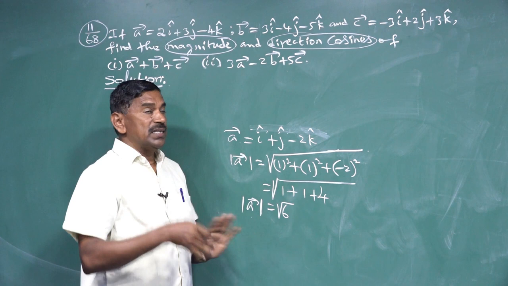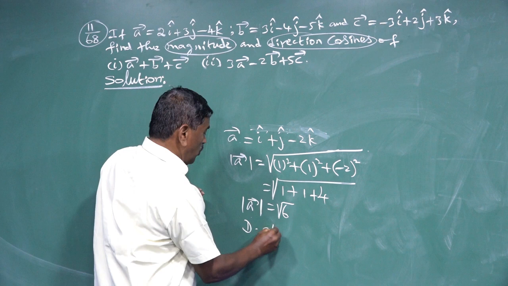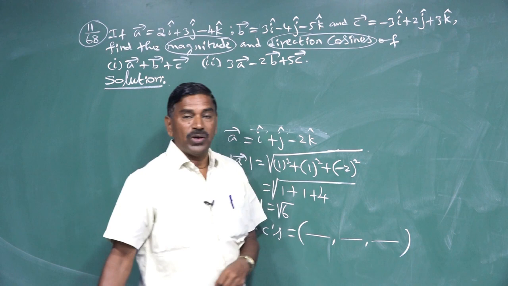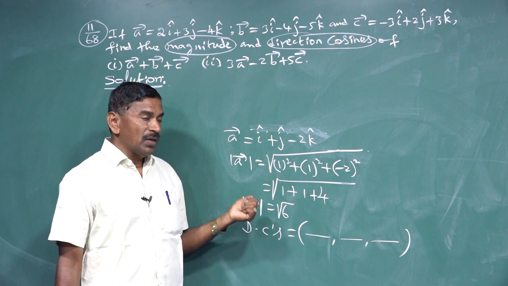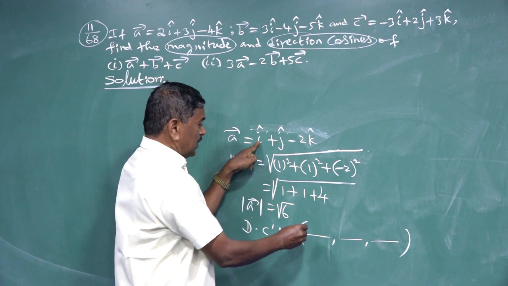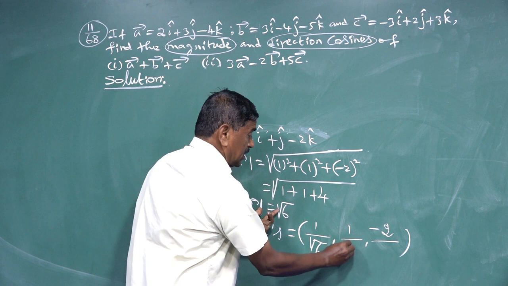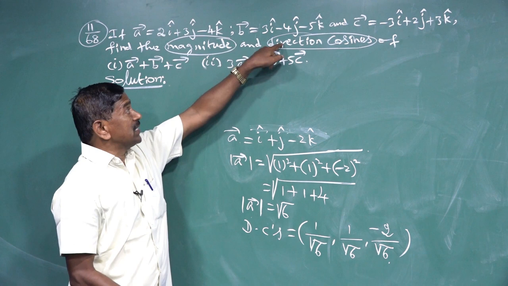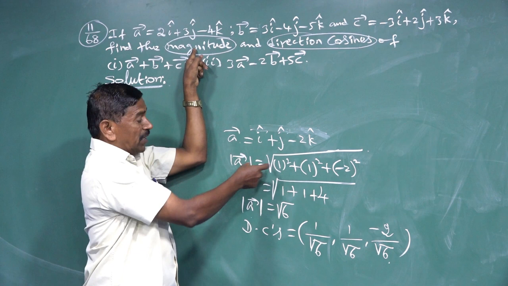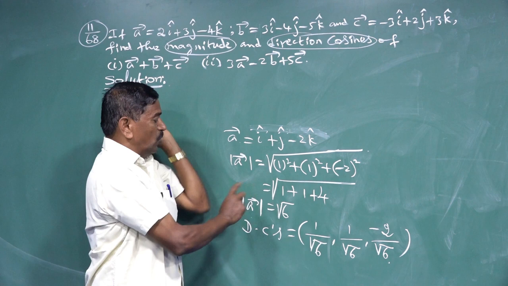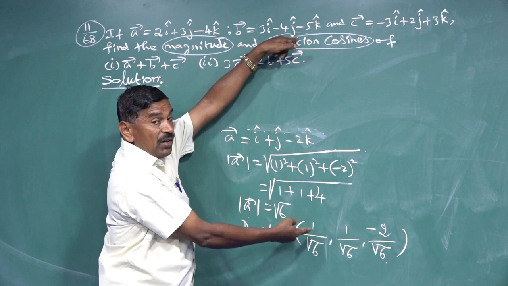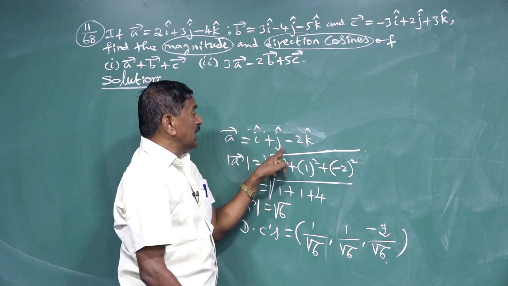We know that direction cosines are obtained by dividing. Already we completed this topic. Next step: the i, j, k coefficients go in the numerator, that is, i coefficient 1, j coefficient 1, k coefficient minus 2, divided by the magnitude, divided by root 6, root 6, root 6. That's all. So to find the magnitude and the direction cosines of a vector: magnitude is nothing but modulus of a vector, equal to the square root of the sum of the squares of the i, j, k coefficients. Next, direction cosines of a vector: write the i, j, k coefficients in the numerator and in the denominator the magnitude, that is modulus of a vector, which is the basic.